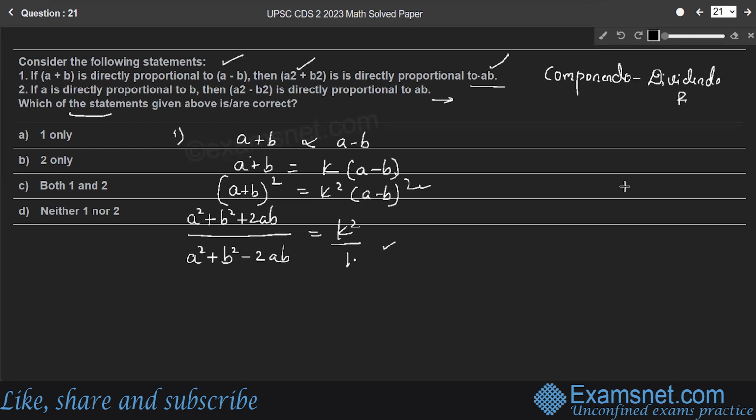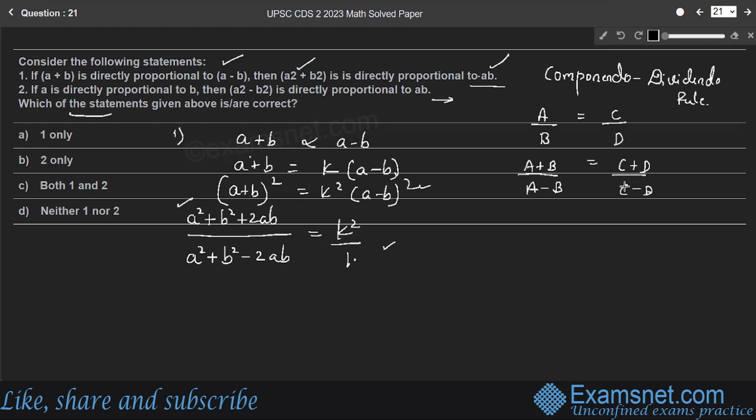Componendo dividendo rule, right? According to this rule, when the ratio of A to B is equal to C to D, then the ratio of A plus B to A minus B is equal to C plus D to C minus D. Apply the same rule here.